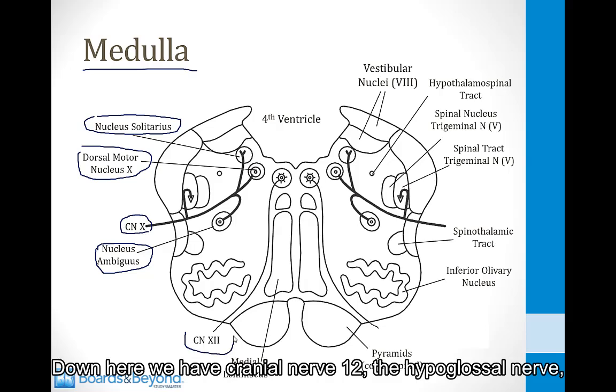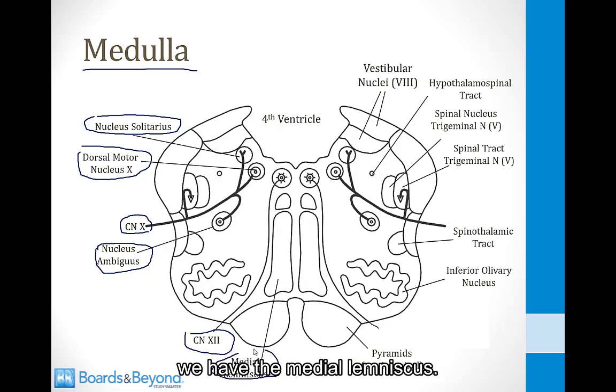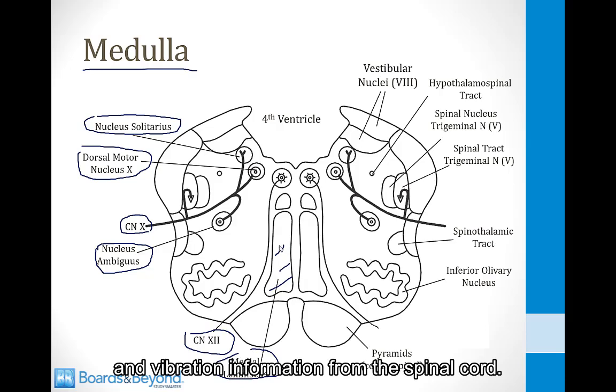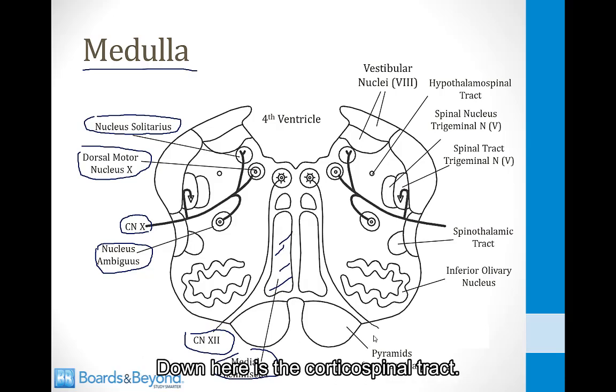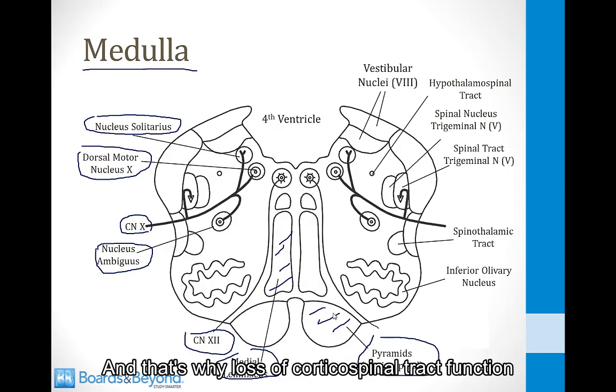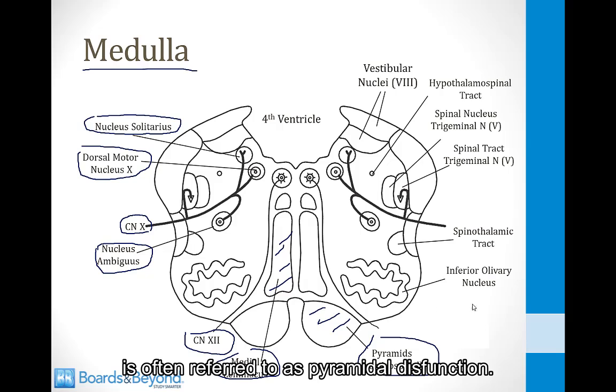Down here we have cranial nerve 12, the hypoglossal nerve, and then right here in the middle we have the medial lemniscus. So remember, this is carrying proprioception and vibration information from the spinal cord. Down here is the corticospinal tract, and it runs in these 2 bulges called the pyramids of the medulla, and that's why loss of corticospinal tract function is often referred to as pyramidal dysfunction.